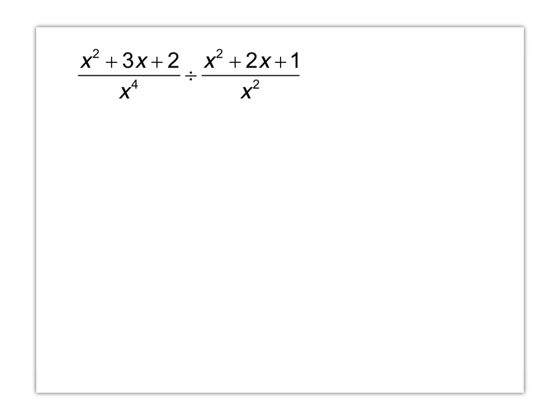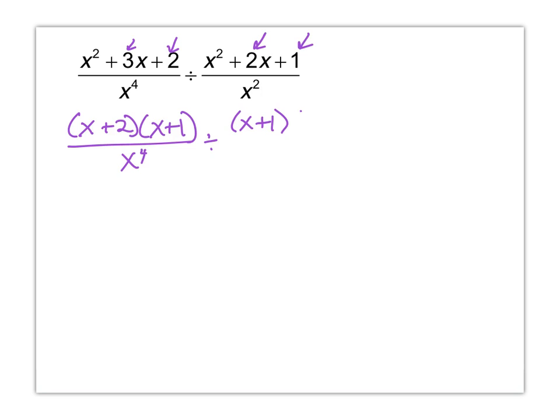In this example, we're taking the trinomial x squared plus 3x plus 2 over x to the fourth, divided by x squared plus 2x plus 1 over x squared. The numerators are both simple trinomials, so we can factor those. First, the factors of 2 that will add up to 3 are x plus 2 and x plus 1, over x to the fourth, divided by the factors of 1 that add up to 2, which are x plus 1 times x plus 1, all over x squared.